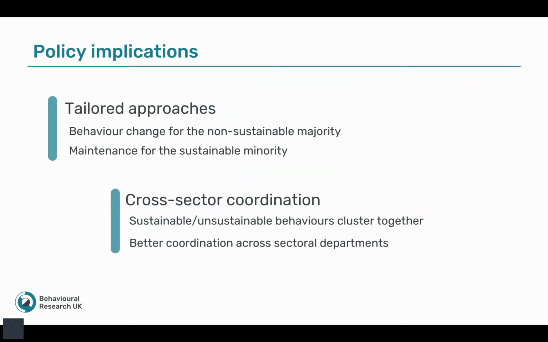So we have 3 major implications. The first is that we need tailored approaches, as shown in our individual results. We have about 51 to 78% of the population in unsustainable population segments, and these people need behavior change interventions. At the same time, we also have small sustainable minorities who need maintenance support. Secondly, cross-sector coordination is also essential. Since behaviors cluster, we need coordinated strategies across energy, transport, and food, to break down the policy silos.